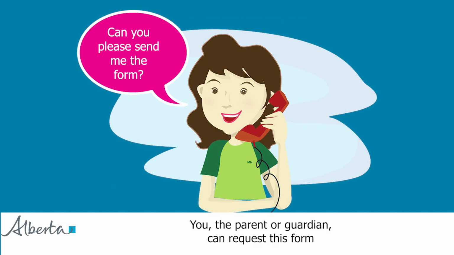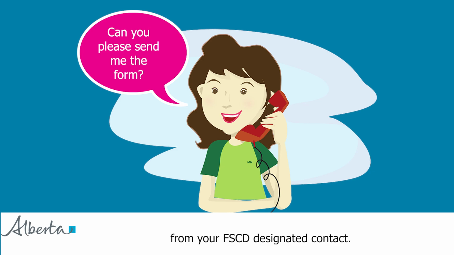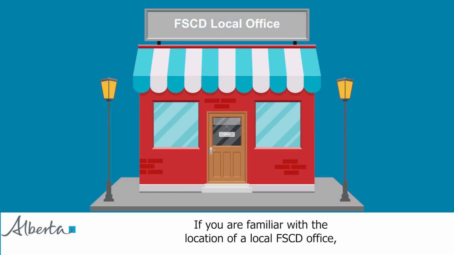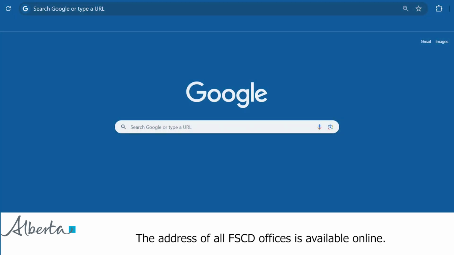You, the parent or guardian, can request this form from your FSCD designated contact. If you are familiar with the location of a local FSCD office, you may visit the office to obtain copies of this form. The address of all FSCD offices is available online.